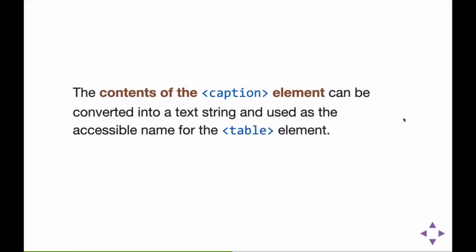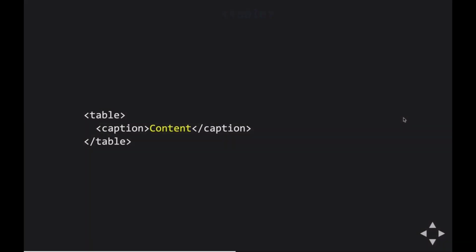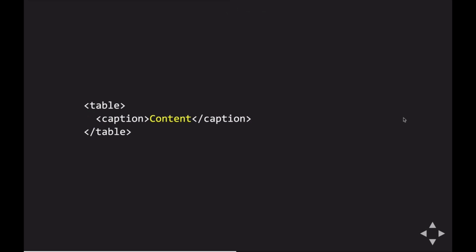In terms of the table, the contents of the caption element can be converted into a text string and used as an accessible name. So here we have a table. Inside there's a caption, start and end tag. The content inside the caption element would become the accessible name for the table.